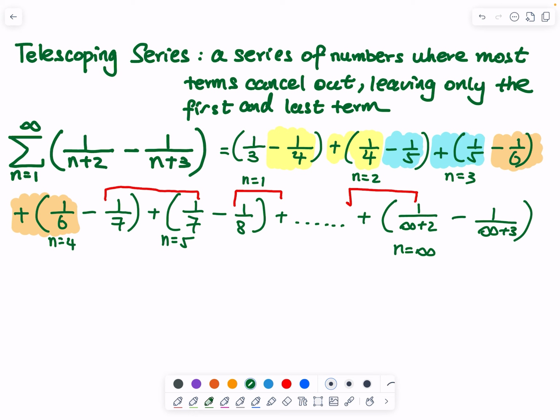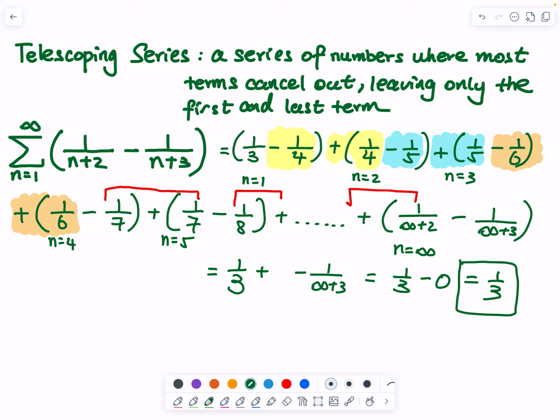After they all cancel out, because a telescoping series is a series of numbers where most terms cancel out, leaving the first and the last term. So the very first term we have is 1/3. The very last term we are adding is minus 1 over infinity plus 3, which is 1/3 minus 0. So that is equal to 1/3. So that is the sum, when you are adding that many terms.